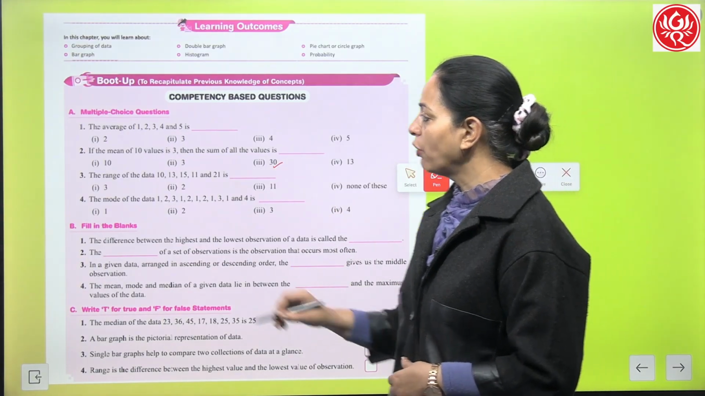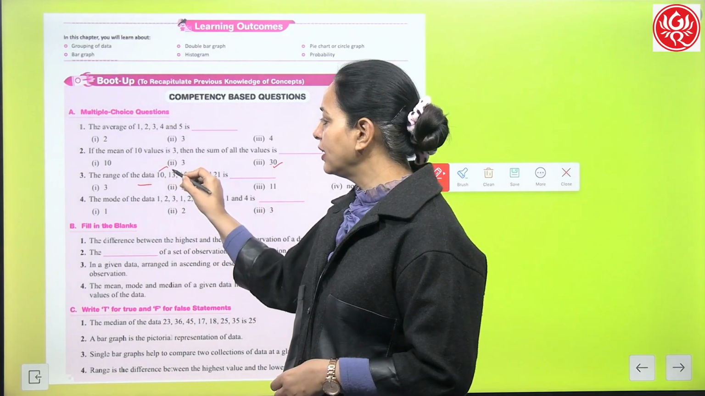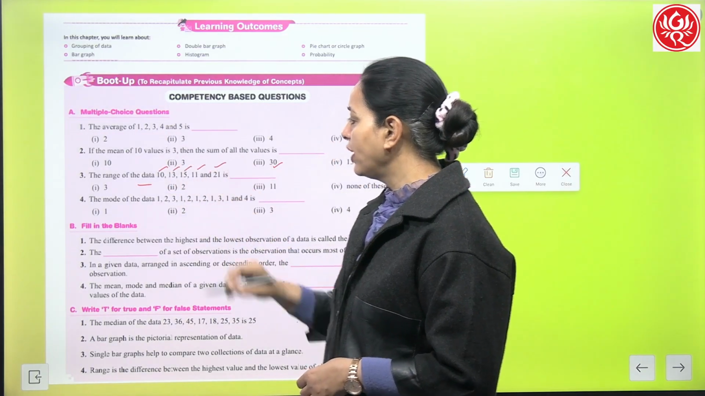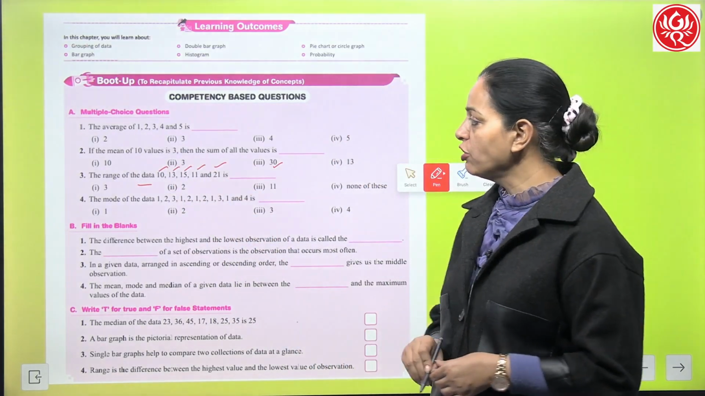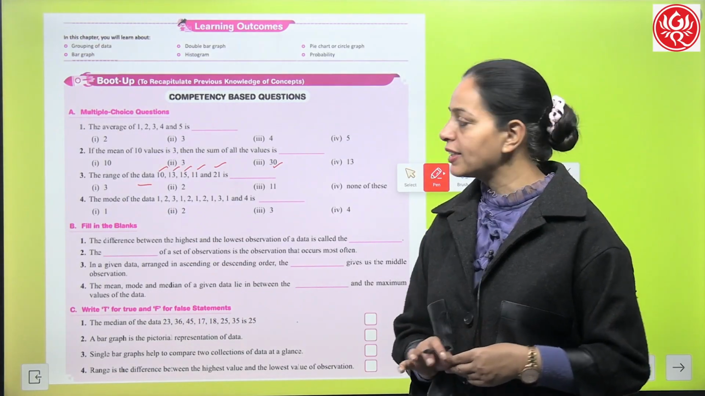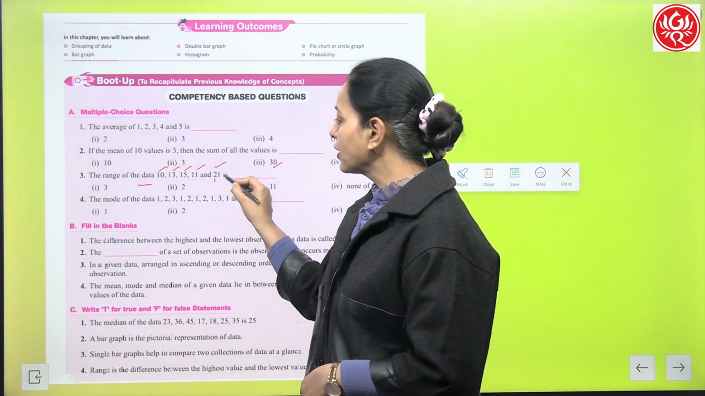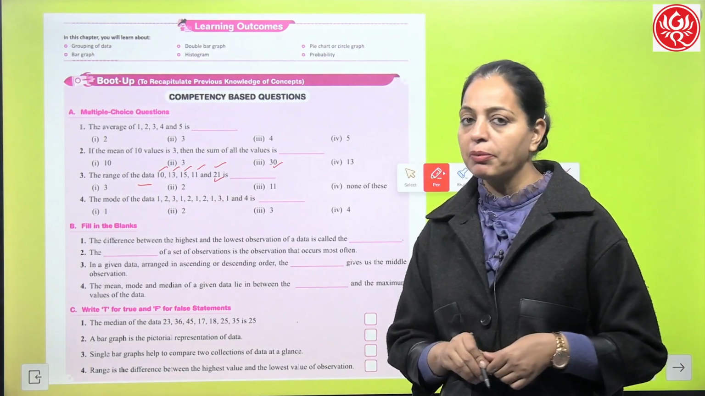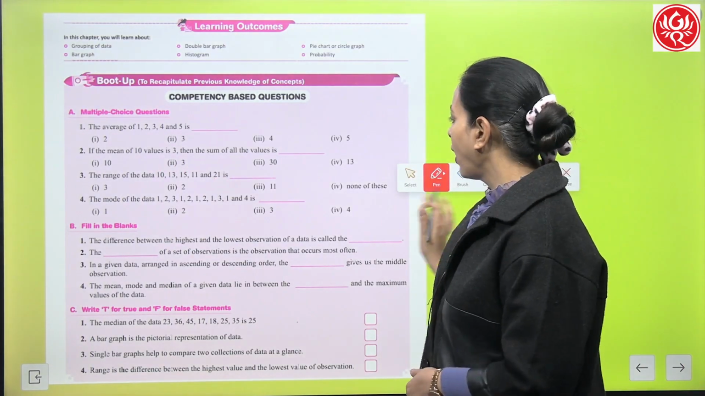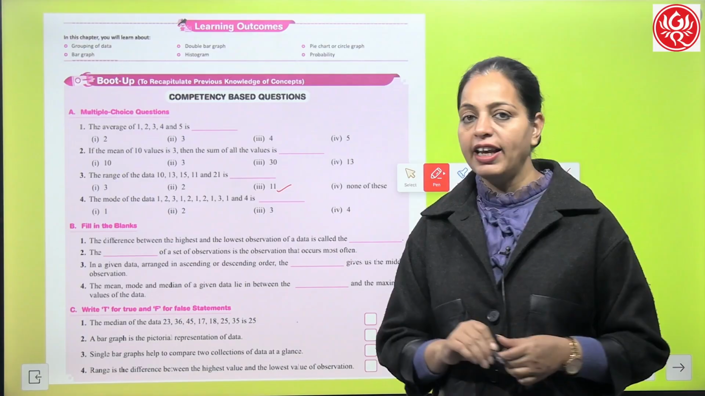The third one, the range of the data 10, 13, 15, 11 and 21 is. Range means maximum minus minimum. So what is maximum? 21, and minimum is 10. So 21 minus 10, that is 11.